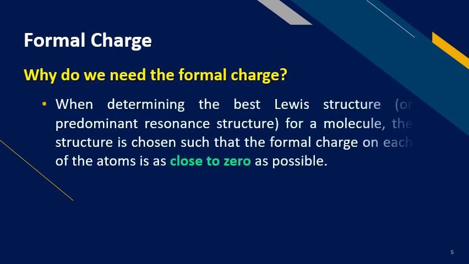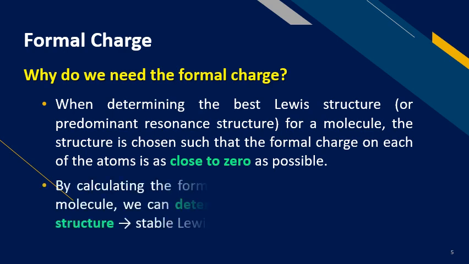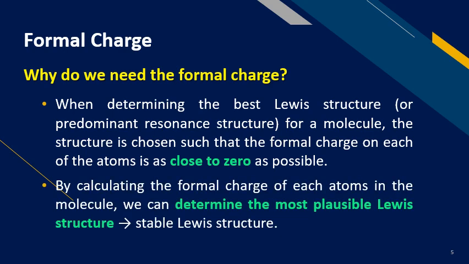Why do we need the formal charge? When determining the best Lewis structure or the predominant resonance structure for a molecule, the structure is chosen such that the formal charge on each of the atoms is as close to zero as possible. By calculating the formal charge of each atom in the molecule, we can determine the most plausible Lewis structure, or the stable Lewis structure.